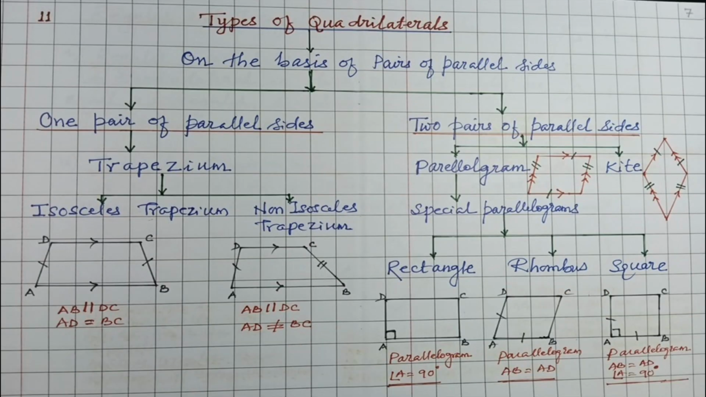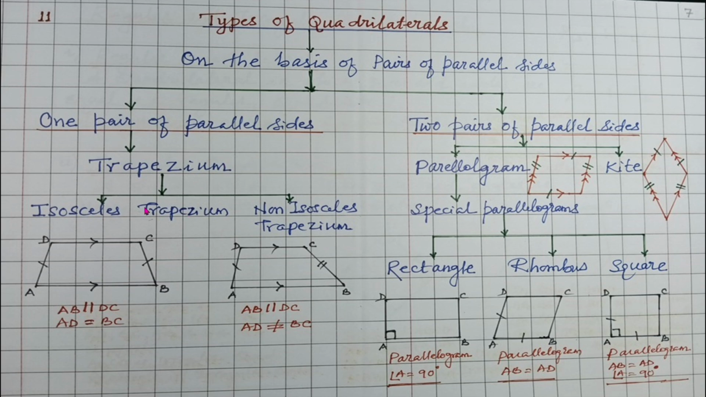Remember that. The next point of our discussion is the types of quadrilaterals. The quadrilaterals are classified on the basis of pairs of parallel sides. There can be one pair of parallel sides or two pairs of parallel sides. Now let us understand what we mean by one pair of parallel sides. Now if you see here, AB is parallel to DC. That means only one pair of parallel sides are there, one pair of opposite sides are parallel here, and if one pair of parallel sides exist in a quadrilateral, then that is called a trapezium.